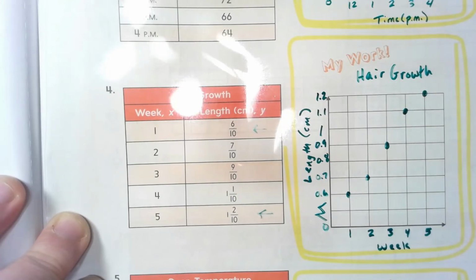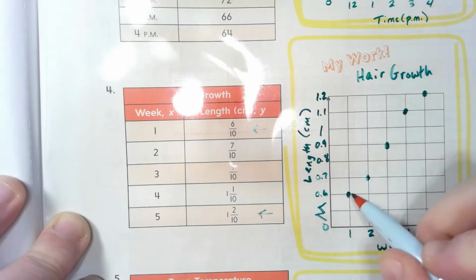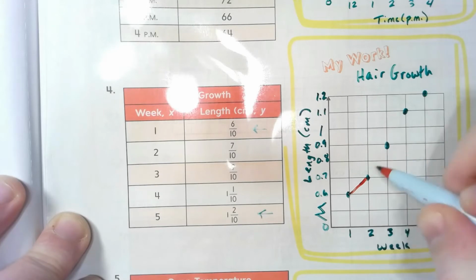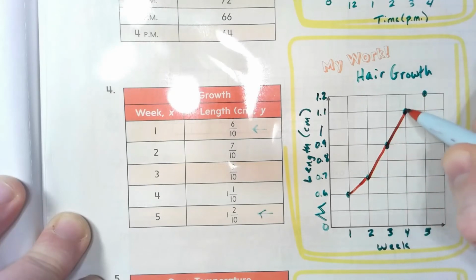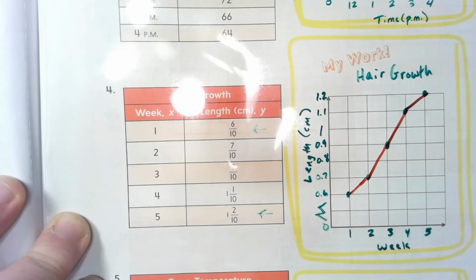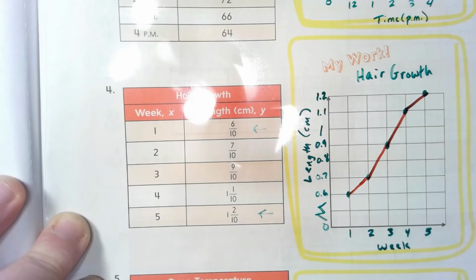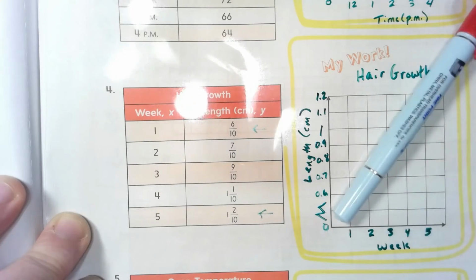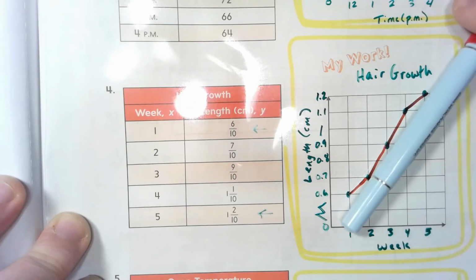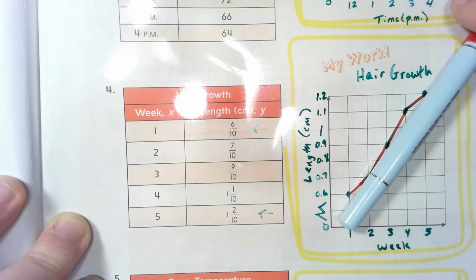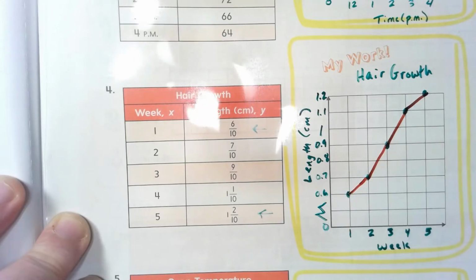So now that we have this data plotted, we're going to connect the dots, and then we're going to look at the trend in the graph. And in this case, the trend in the graph is clearly increasing. So we would say that this person's hair is growing at a fairly steady rate. We can see that if we put our pen right along this, it's close to a straight line. It's going up at a fairly steady rate.